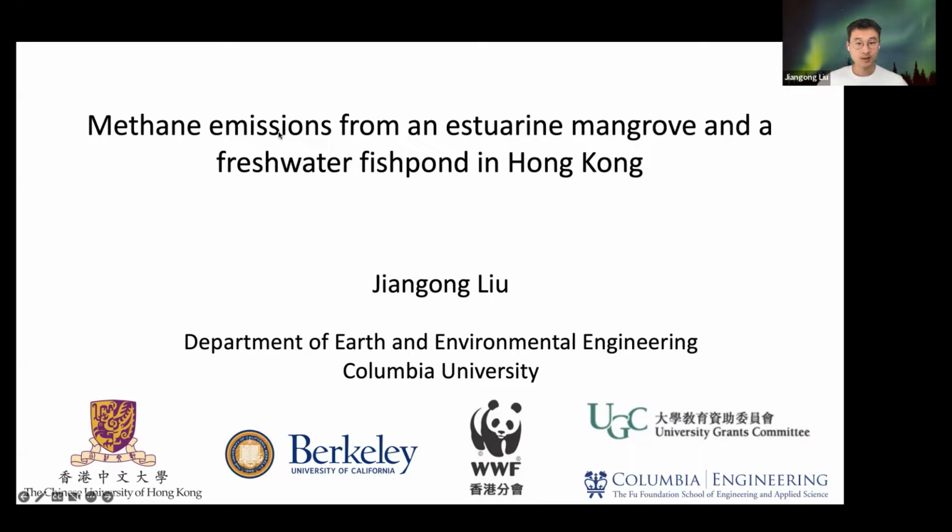My name is Jiangong Liu, and I'm a postdoc working at Columbia University. Now I'm working with peer agenting. Most of the projects are about machine learning and using it to upscale carbon to the global scale and to understand the models we built.